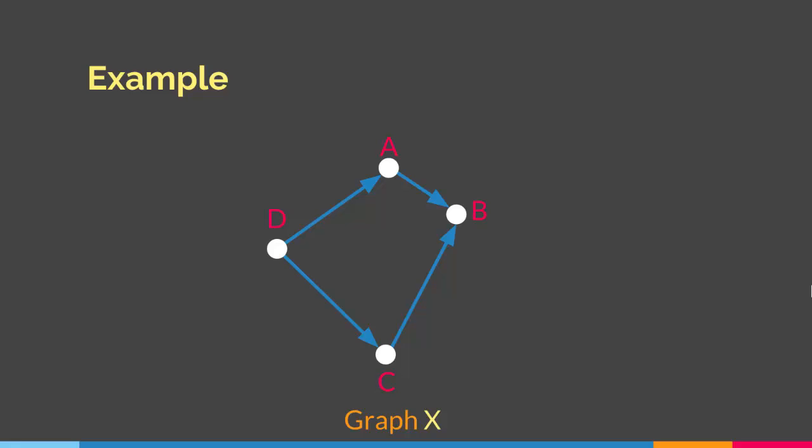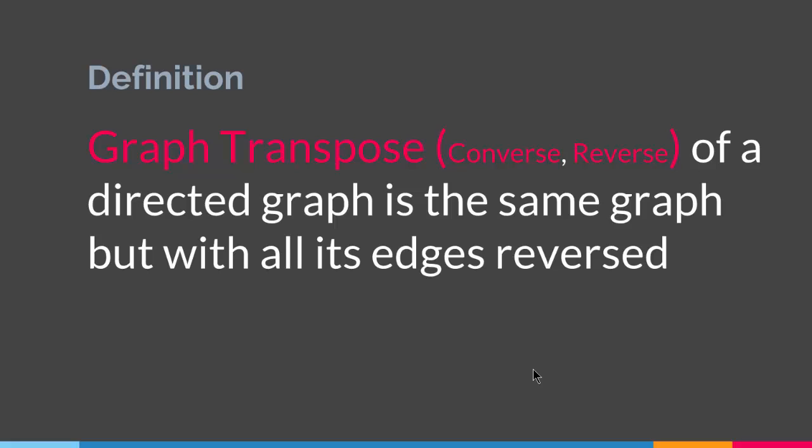So let me give you an example. Let's say we have a graph like this. As you can see, this is a directed graph because it has edges that have directions. So for example, this one right here has a direction from D to A. Graph transpose of graph X right here is a graph with edges having opposite directions. So this is a graph transpose of X. As you can see, all the edges have opposite directions. This is the original one. This is the graph transpose of X. So basically a graph transpose or reverse or converse of a directed graph is the same graph but with all its edges reversed. That is graph transpose.